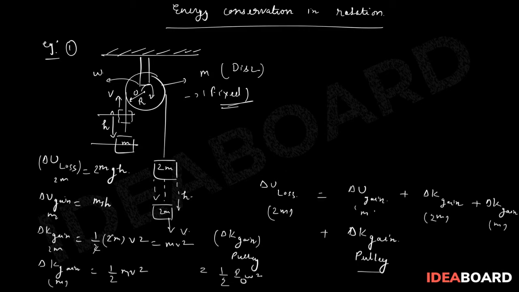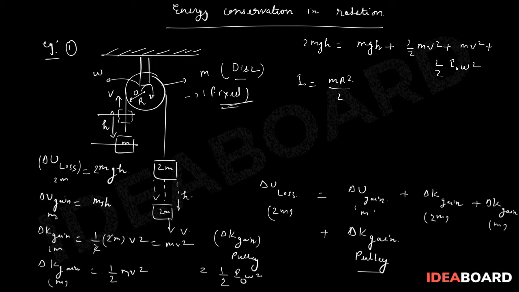So let's substitute. So 2mgh is equal to mgh plus half mv square plus mv square plus half I naught omega square. Now we have to put the value of I naught. So I naught, because this is a shape of disk, so that would be m into r square by 2. Okay, that would be given by mr square by 2.